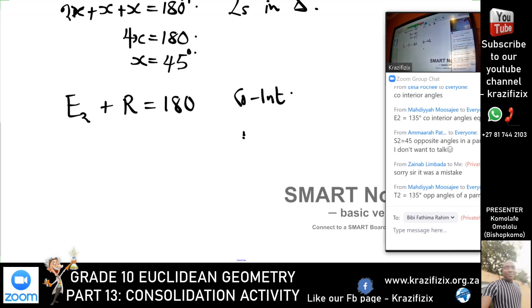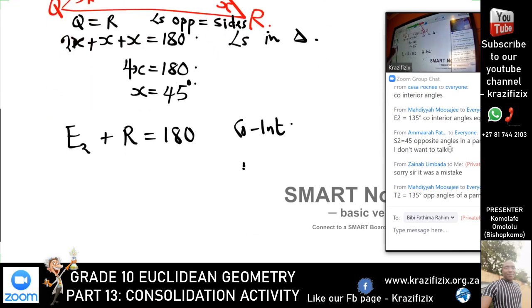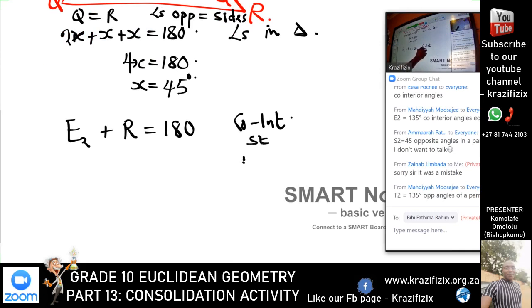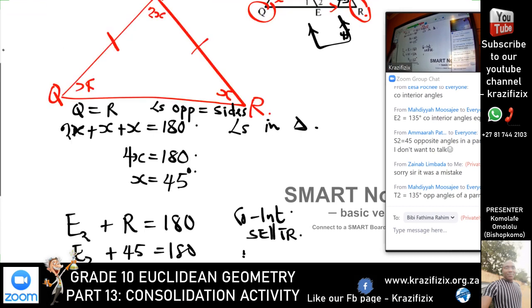Co-interior. All right, and also tell us, don't just say co-interior. SE is parallel to what? TR. SE is parallel to TR. All right, so from there, E2 plus 45 equals 180, and therefore E2 equals 135 degrees. And Madia just got T2. She said 135, opposite angles of a parallelogram. So guys, you see that question is done already. We already have all our angles.